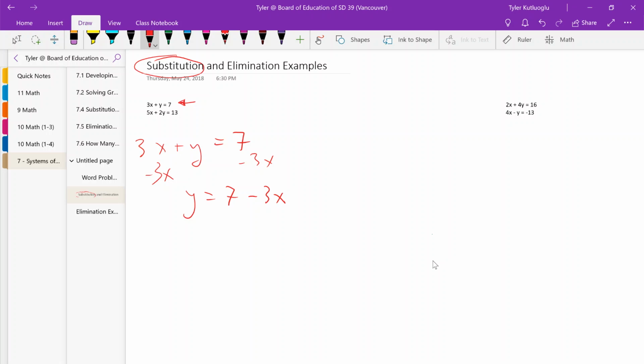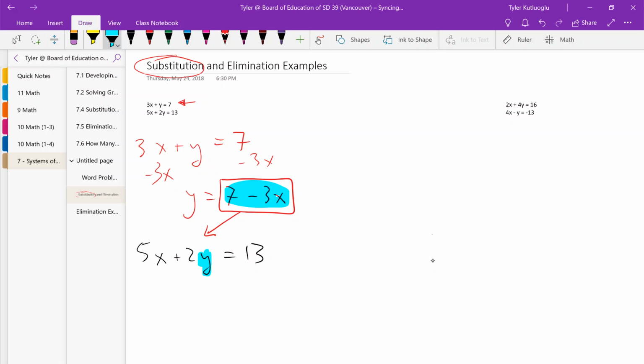Cool. Now what I need to do is substitute this into the other equation. So I'm going to rewrite the second equation right here. And the idea is this expression, 7 minus 3x, is going to go into the y and replace it. So I'm going to write the same thing, plus 2 equals 13. So I replaced the y with what we found y was equal to, 7 minus 3x.